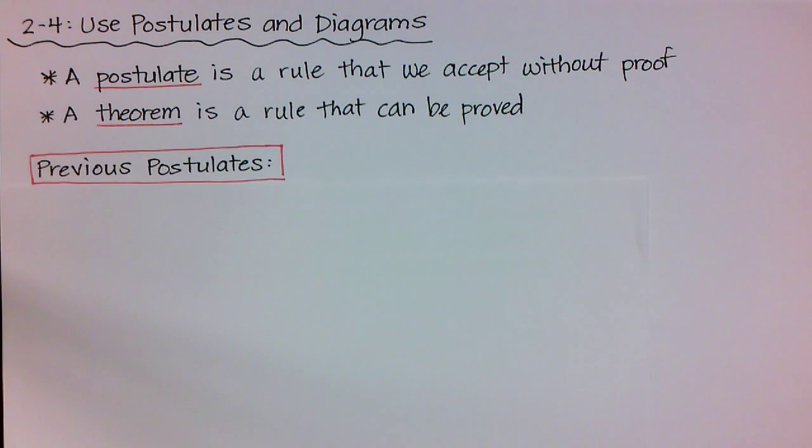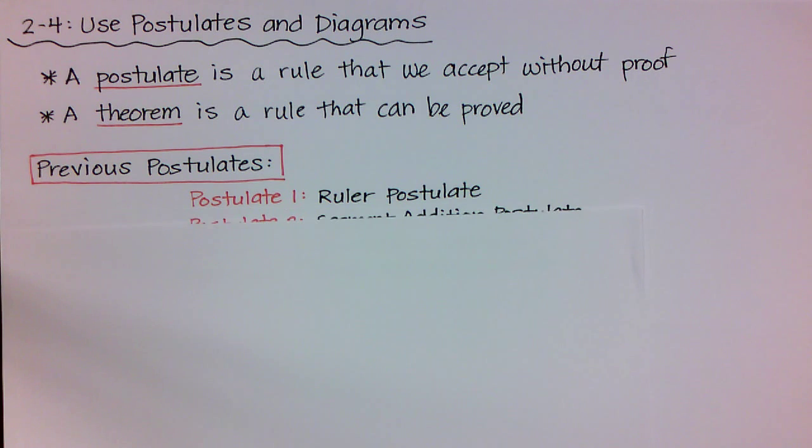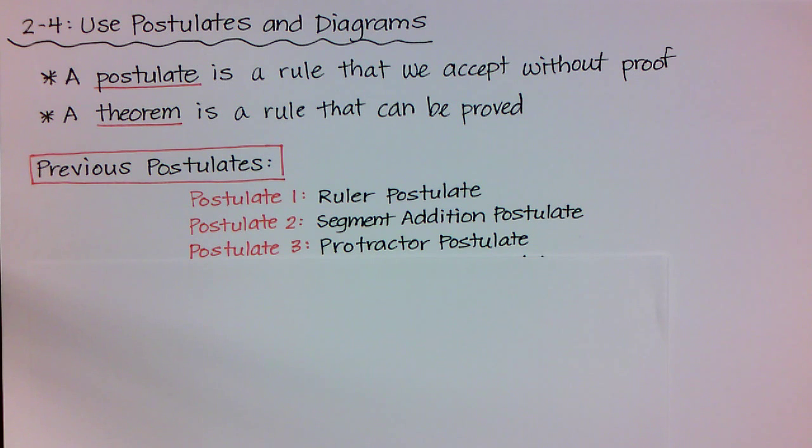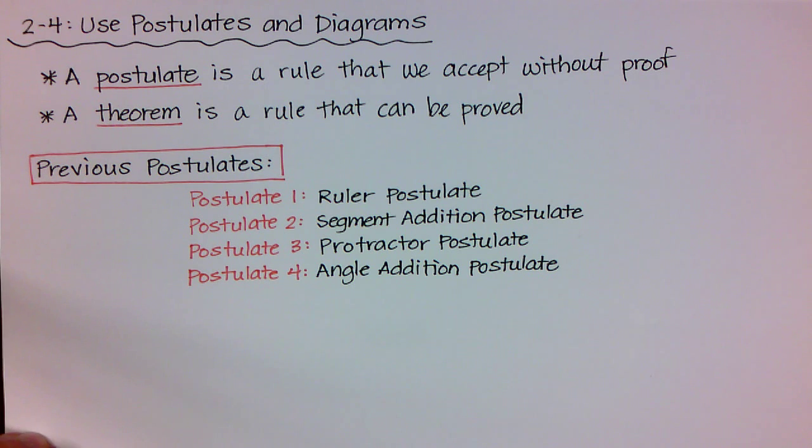Now, I said that we've already had some before. So the 4 that we've had was the first one, the ruler postulate, if you remember that. The second one was the segment addition postulate. The third that we've learned about was the protractor postulate. And the fourth was the angle addition postulate. So we've learned 4 different ones already. And by the end of this lesson, you're going to know at least 11 different postulates. So let's go over those. We're going to have some new ones today.